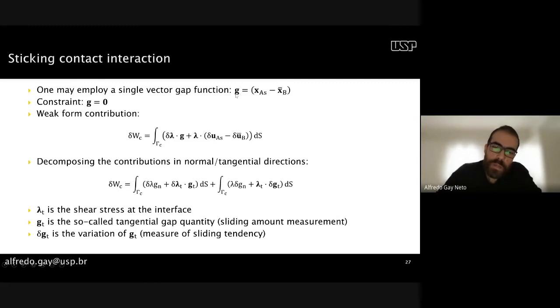We can define a single vector quantity G and include it in the weak form, exactly as I did previously. But just to make a geometric decomposition of this problem, you can split these terms in two parts. For example, for this Lagrange multiplier, you put a scalar part times Gn, that's the normal contribution, plus another one with the tangential contribution. You have these two contributions that we've been discussing so far.